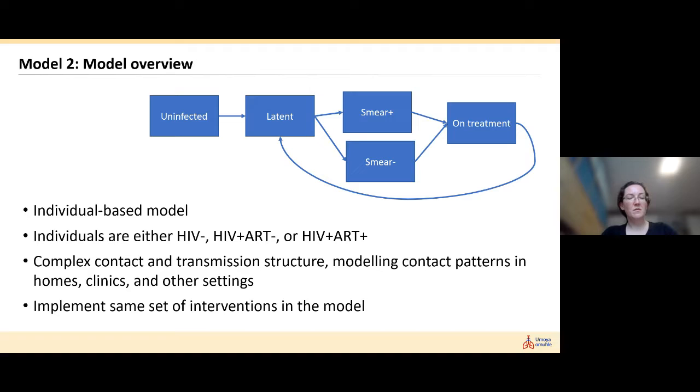Here's a very brief overview of the model used. It's an individual-based model with a fairly standard TB natural history. HIV is modelled as HIV negative, HIV positive not on ART, and HIV positive on ART, and there's a complex contact and transmission structure, which incorporates the different amounts of contact time that different groups have in clinics. And we implemented the same set of interventions that we've seen so far.